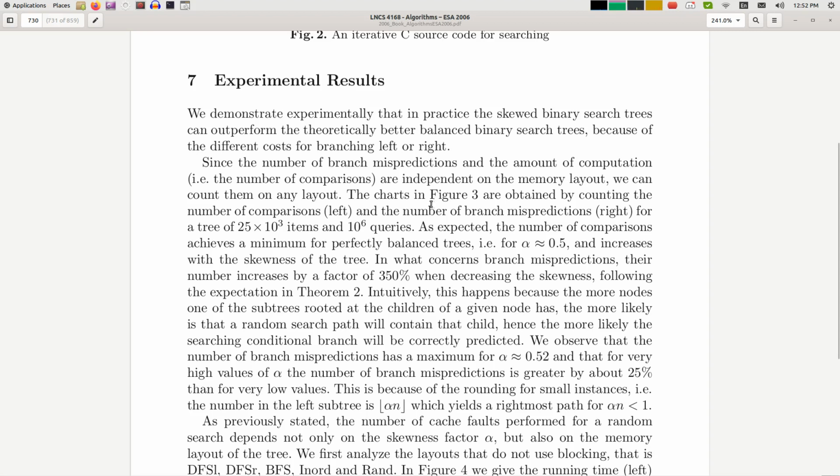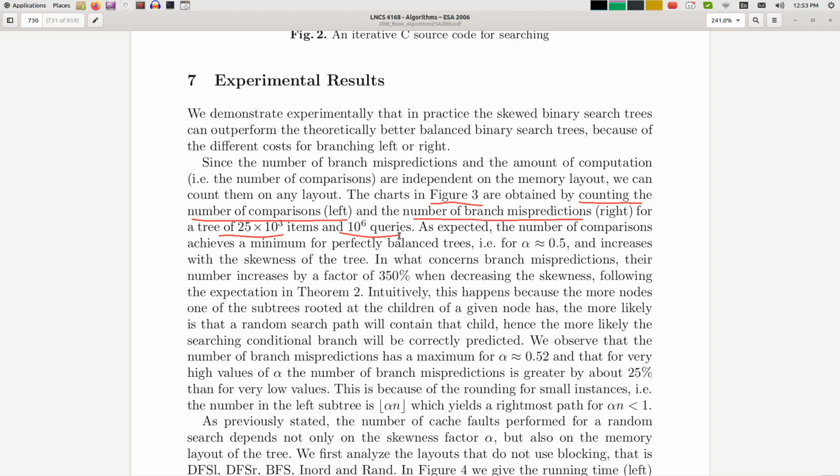In figure 3, they count the number of comparisons and the number of branch mispredictions. They say that they have a fixed tree of size 25 kilobytes, or 25K, and they have 10^6 queries. The important thing about these experiments is what we want to vary in these comparisons: the skewedness of the tree. So we keep the same elements, we just build different trees.